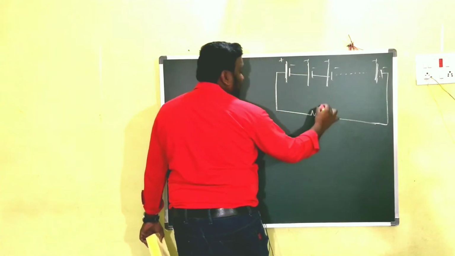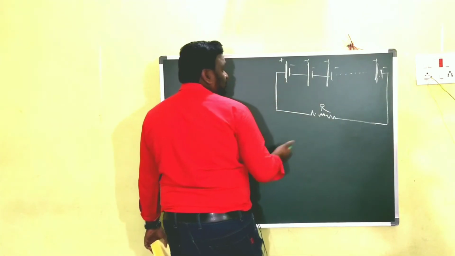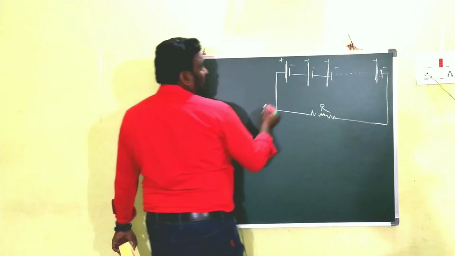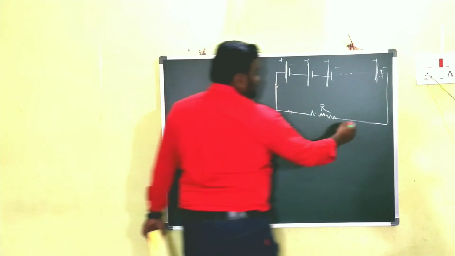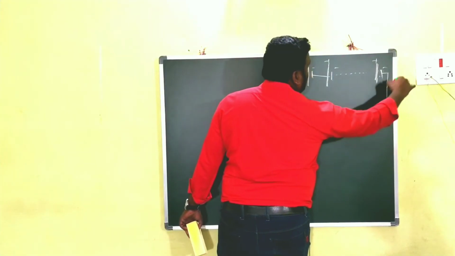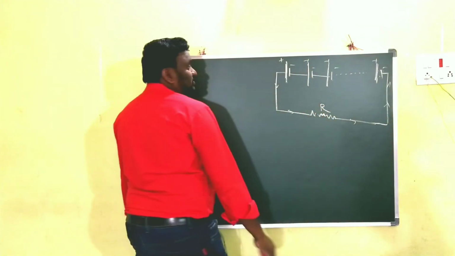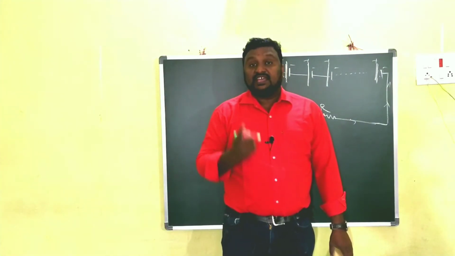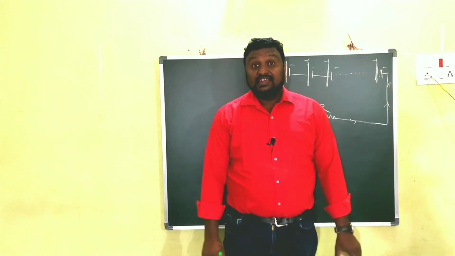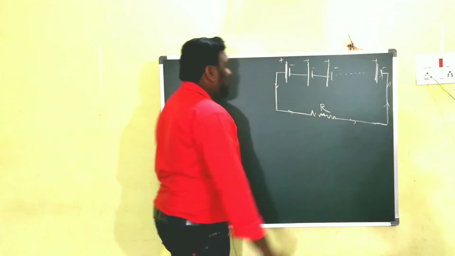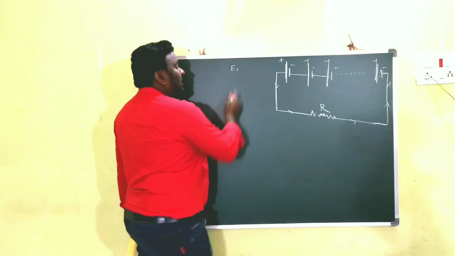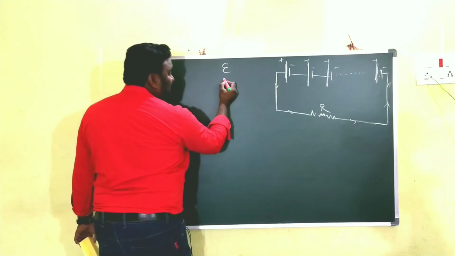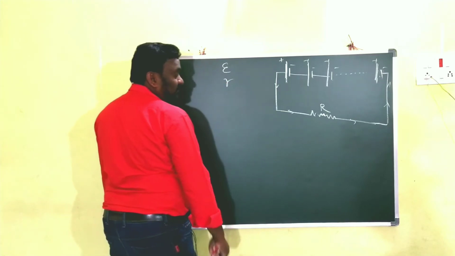Just now I explained how you can draw the series combination of cells. Okay children, here we will say that this is the direction of current. So children, we have taken n number of cells, each one having EMF epsilon, and each one having internal resistance r.